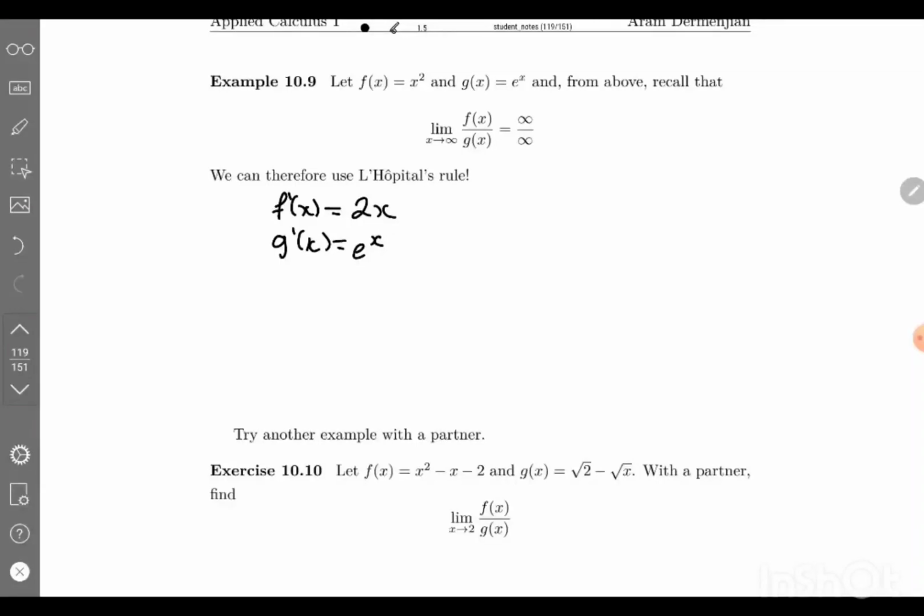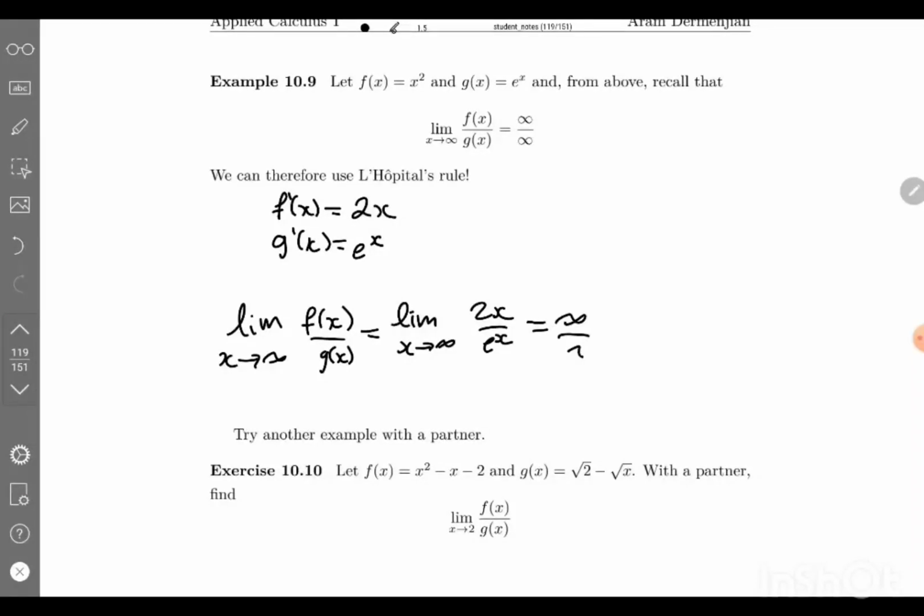That means the limit as x goes to infinity of f of x over g of x is equal to the limit as x goes to infinity of 2x over e to the x. Plugging in infinity here, you're going to notice that we haven't done anything. We still have infinity over infinity, which means we can use L'Hopital's rule a second time. This happens sometimes. You have to use L'Hopital's rule multiple times.